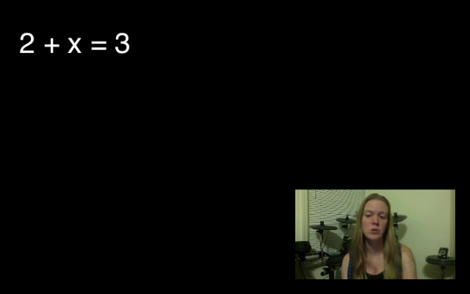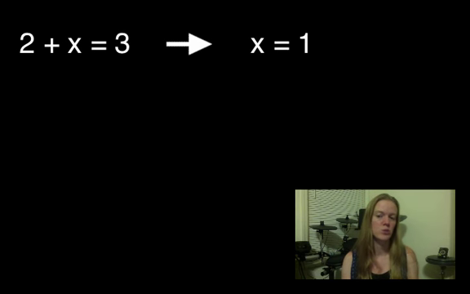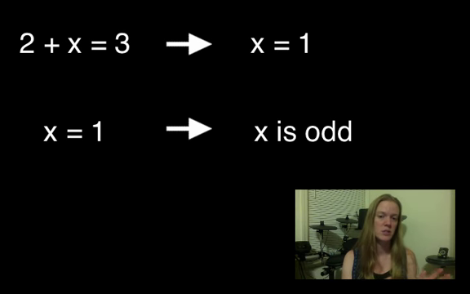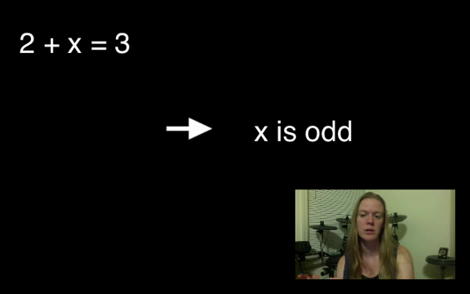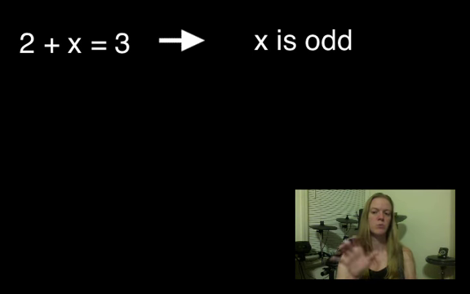Another mathematical example could look like this. If 2 plus x equals 3, then x equals 1. If x equals 1, then x is an odd number. So we could just say, if 2 plus x equals 3, then x is an odd number. We're sort of cutting out that middle piece and just going right from the beginning to the end.